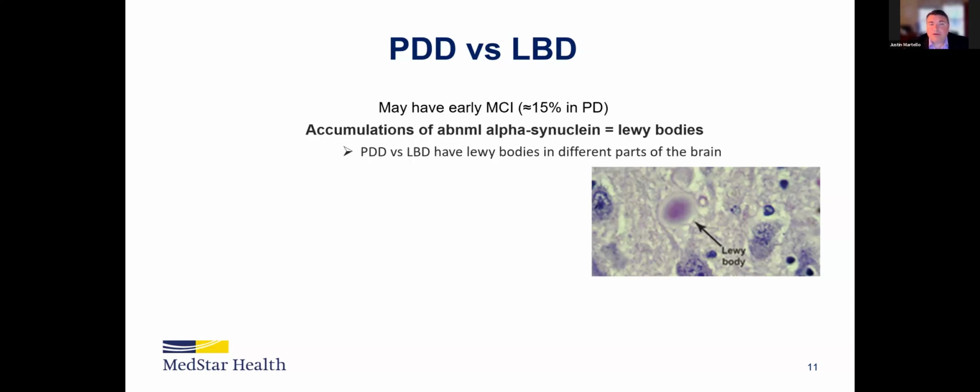Now, they both include abnormal accumulations of alpha-synucleins as Lewy bodies. And you can see the picture right there. This is kind of what a Lewy body looks like. But they tend to have the distribution of these Lewy bodies in different parts of their brain, which is why we do understand them as two distinct diseases. So it's not like you go from Parkinson's disease and then you develop Lewy body dementia. It's either one or the other.